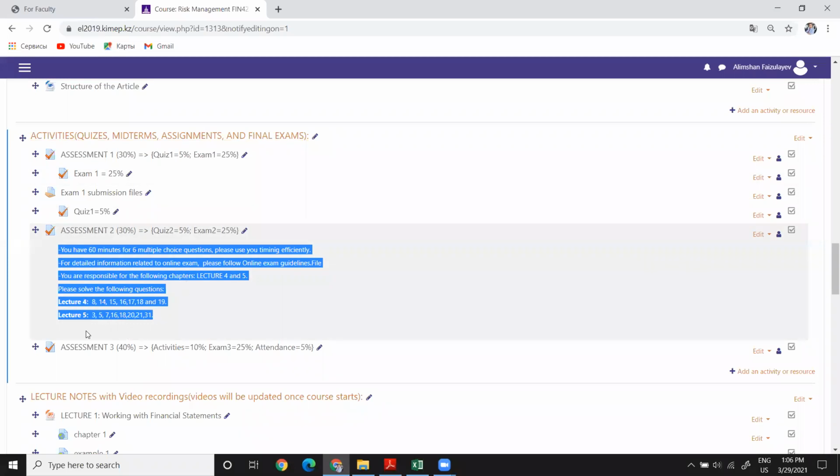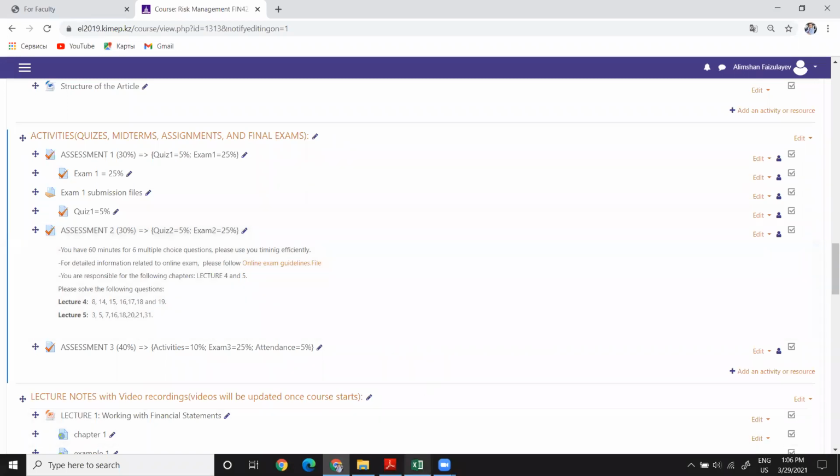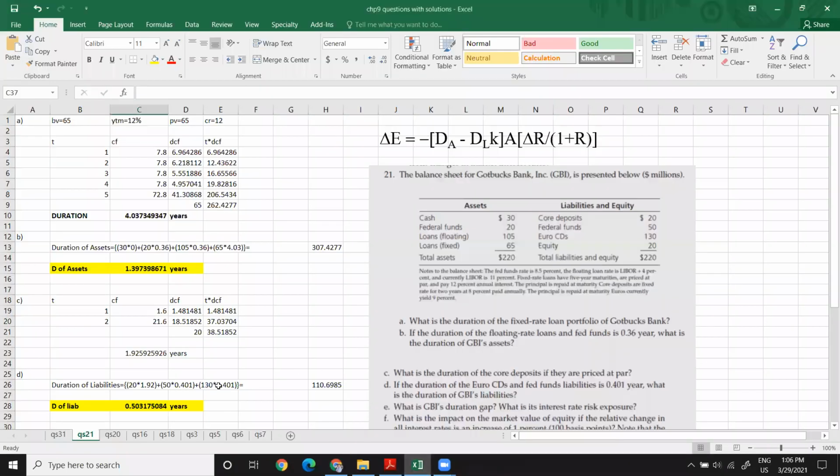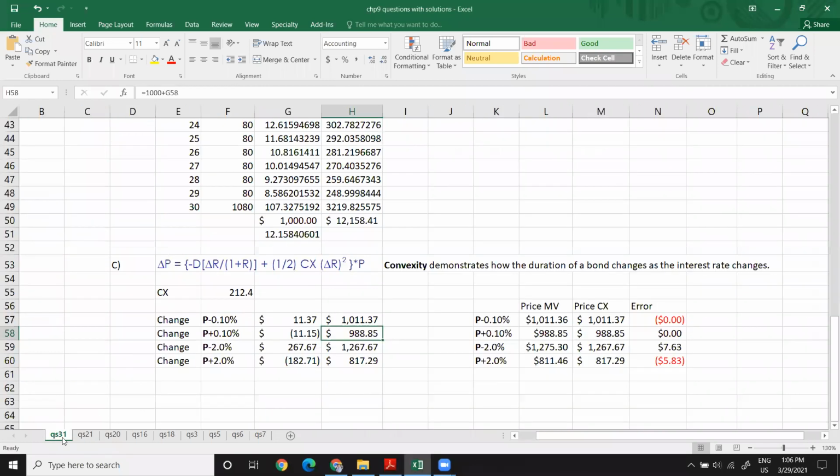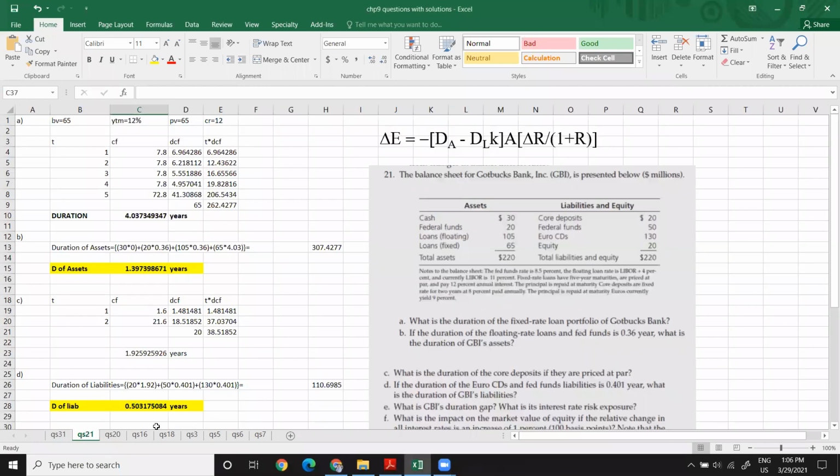I would like to do some questions from lecture five. By the way, you already have the solutions for these questions, in Excel format. Today I'm going to solve questions 21 and 31, which are more complicated than those given before, 16 and 18 and 3, 4, 5, 6, 7. So I'm going to go through 21 and 31.